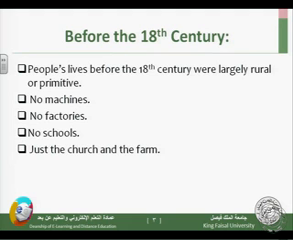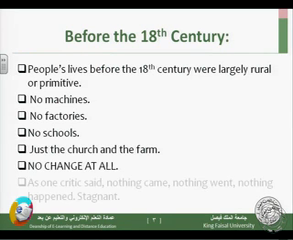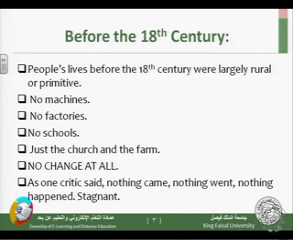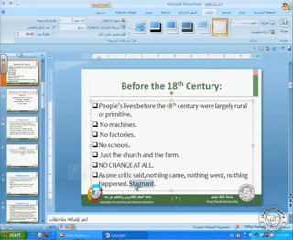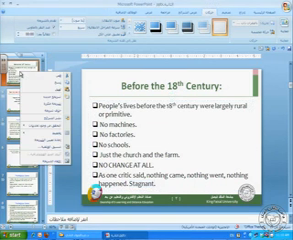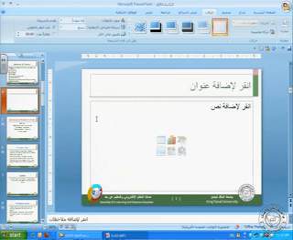What was there then? Only the farm and the church, and we will come back to this. Only the church and the farm. No change at all. A very dull life. One critic said, describing that period of time, nothing came, nothing went, nothing happened. Stagnant. And let us take from this slide the last word, which is stagnant. It was the age of stagnation.